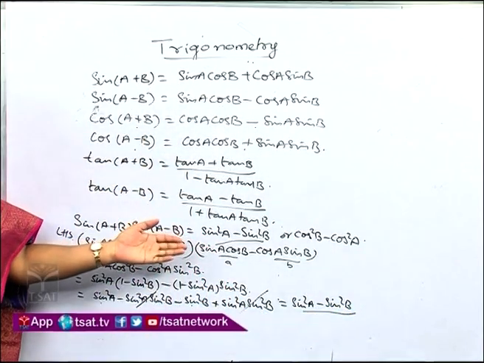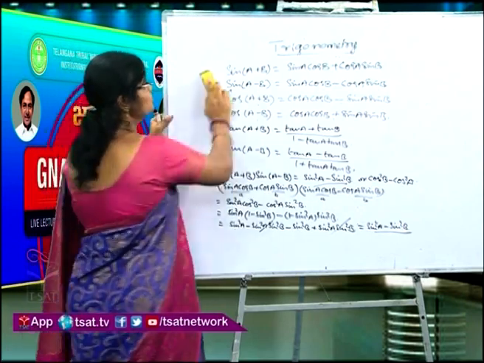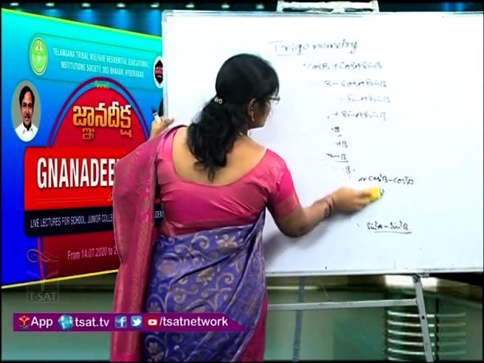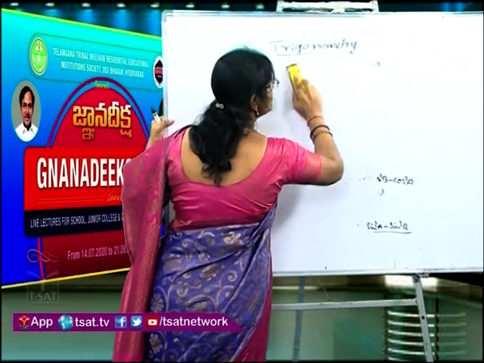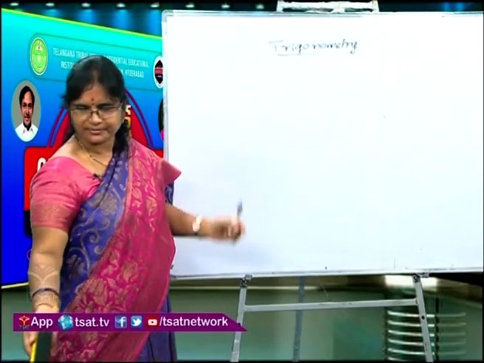If we want it in terms of cos, you can change sin in terms of cos. So, in this way you have to remember the formula. Anytime if you get confused, just derive the formula, children. It does not take much time to derive, okay.